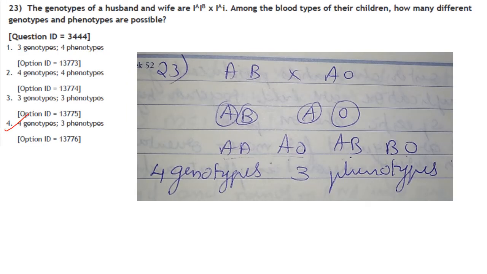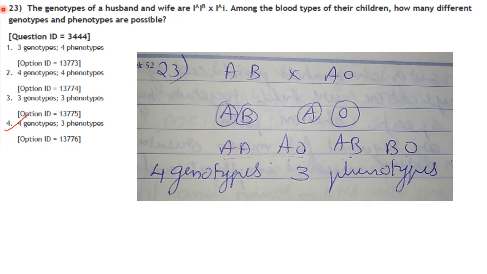The next one. The genotypes of husband and wife are IA IB and IA i. Among the blood types of their children, how many different genotypes and phenotypes are possible? For convenience, I haven't written I capital A, I capital B, etc. I have just written AB and AO. These are the gametes produced by AB and this is by AO. Now these are the offspring that they will be obtaining.